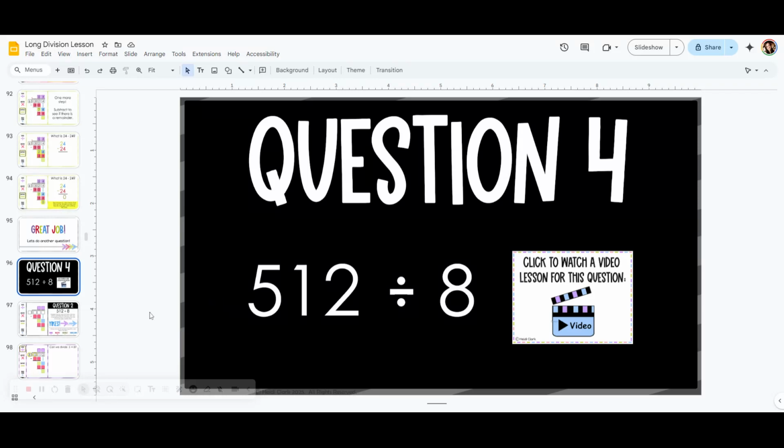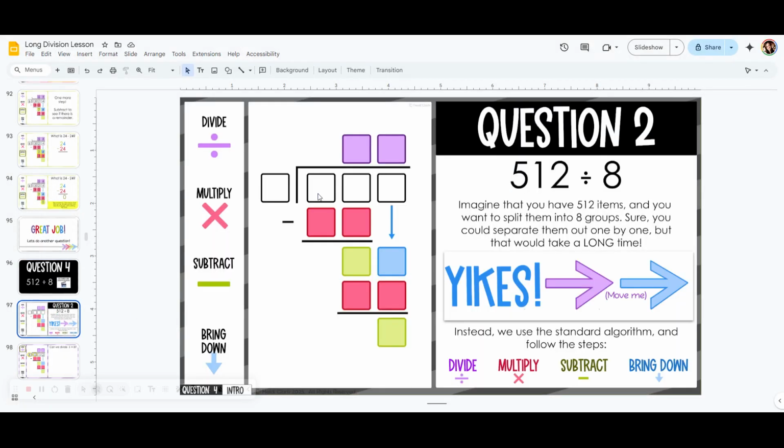This is Mrs. Clark, and we are doing long division. We're going to do 512 divided by 8. 512 is the dividend, so you would put that here in these boxes. Divide by 8. So that's the divisor. It's how many groups you're dividing into.